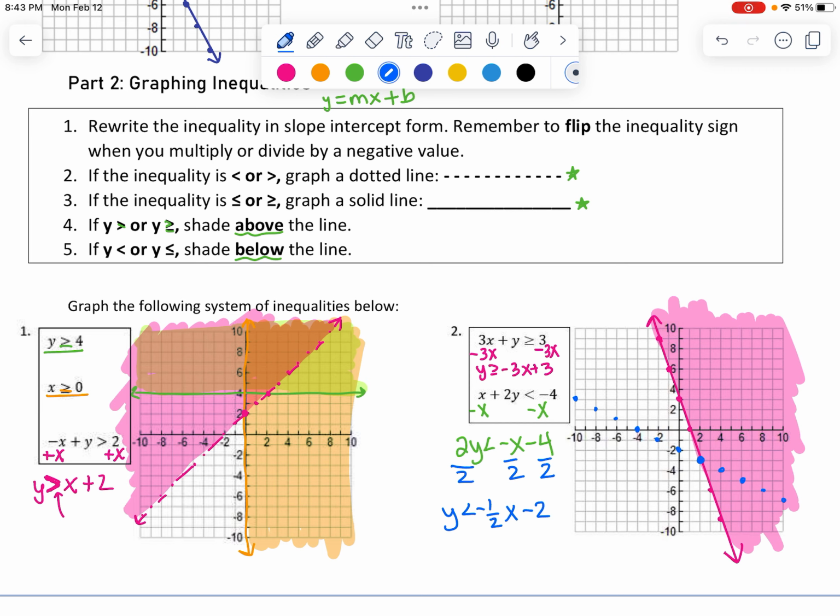Now to draw the line, look at the inequality. This is just less than, not less than or equal to. So this one will get a dotted line. Now we're ready to shade. This equation says that y is less than the equation. So we're going to shade below the line. And there we go.